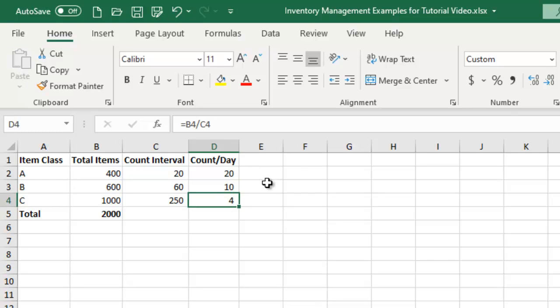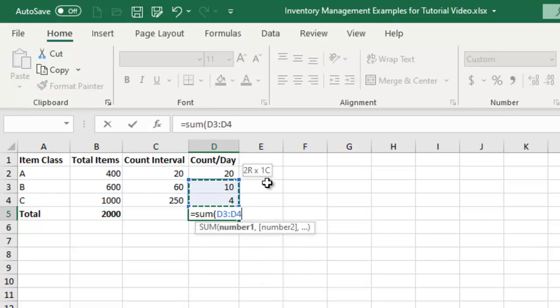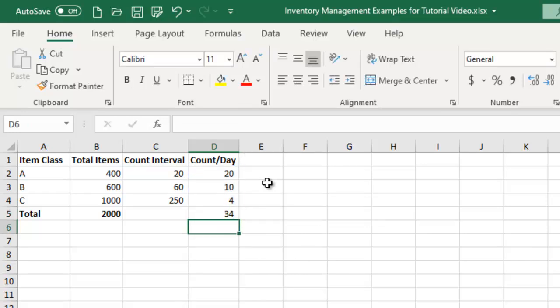The rationale is the C items are probably not very expensive. We don't need to be super accurate, or we don't need to put a lot of effort into counting them, because if we lose some of them or misplace them, they're not that valuable. So that is, again, the rationale behind the ABC classification and cycle counting. Now we can take the sum of these daily counts, and it tells us that overall across A, B, and C items we would need to count 34 items a day.